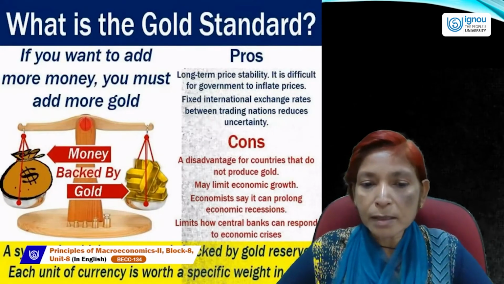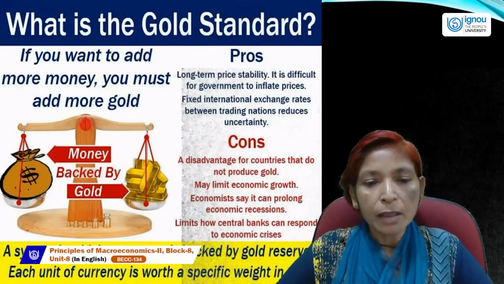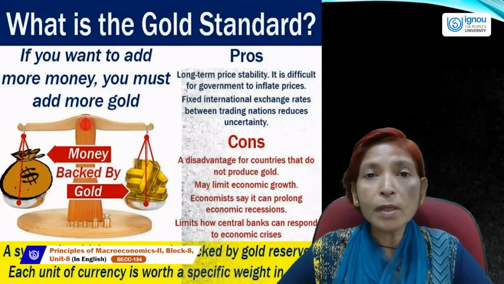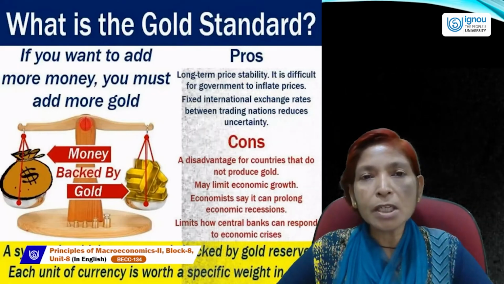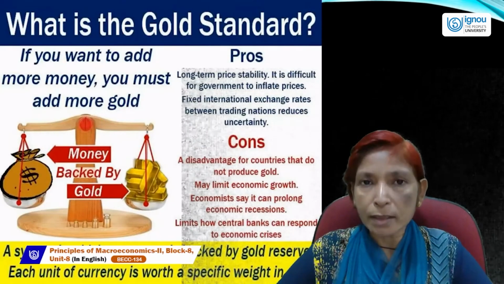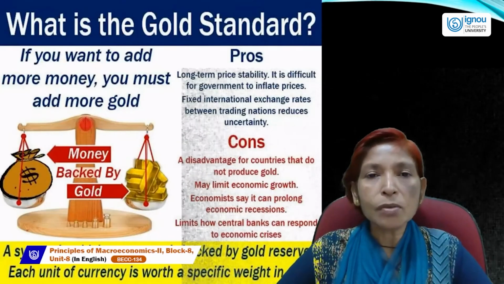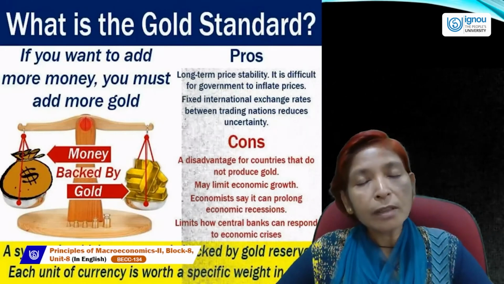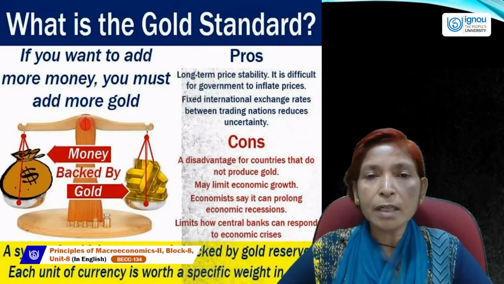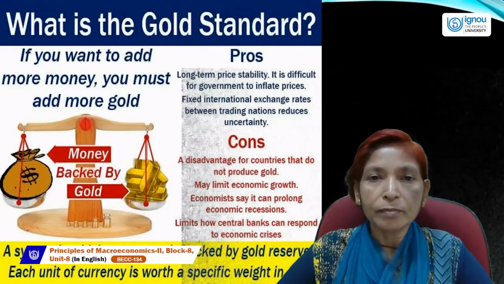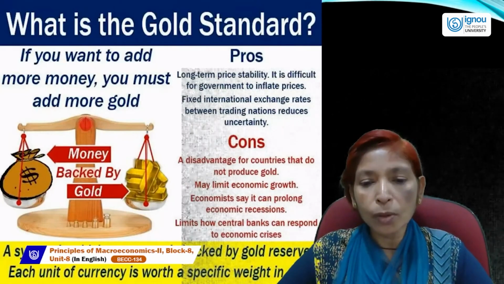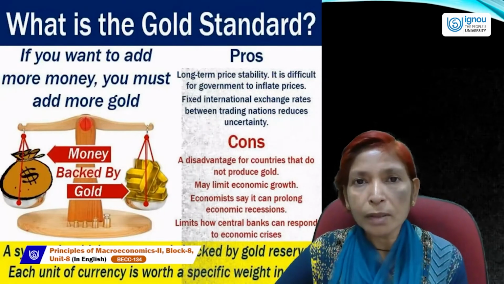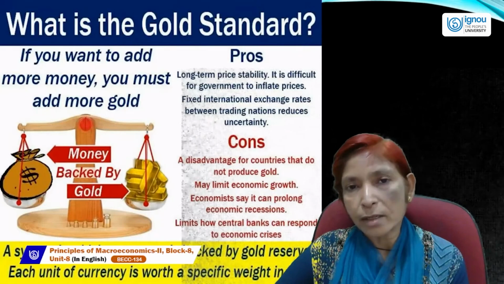Cons means demerits, disadvantages. A disadvantage for countries that do not produce gold, because gold is not available in each and every country in unlimited quantity. Gold is also a natural resource, a gift of nature, or given by God. You can't produce gold. So no one country has too much gold from which they can do trade.